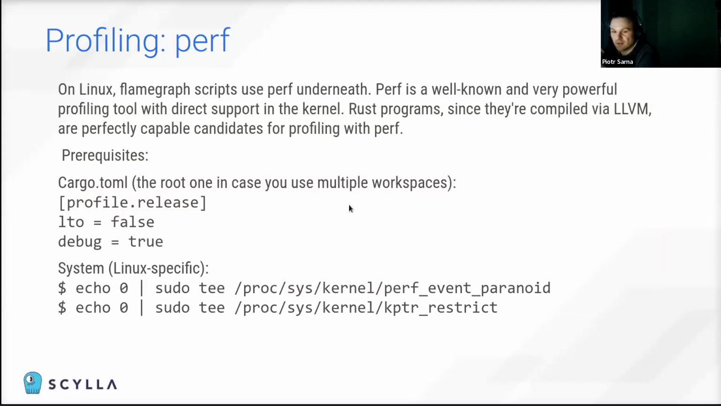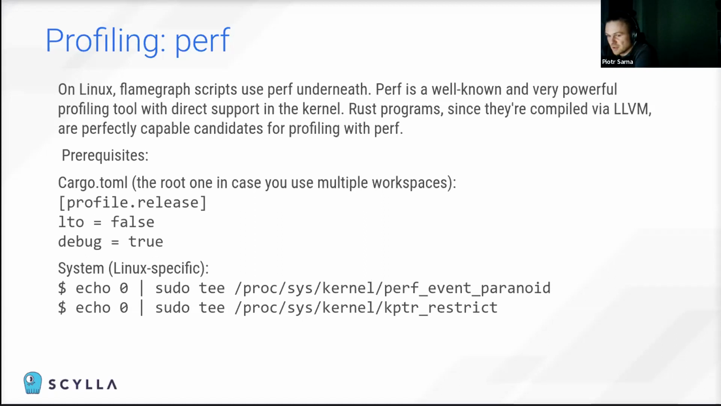Now on Linux, flamegraph is actually just a really nice, attractive and interactive output based on another tool, which is called perf. Perf is a very powerful profiler with in-kernel support. It's full of capabilities. So if for any reason you decide that flame graphs are not enough for you, you can quite easily use perf directly on a Rust executable, because Rust just compiles to an ELF executable that you can browse on Linux.